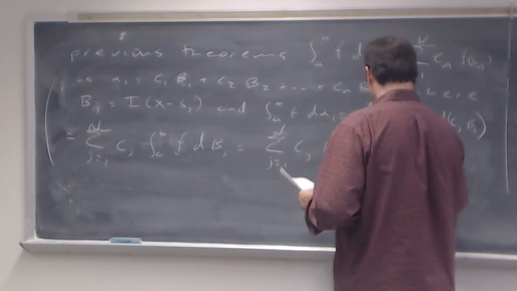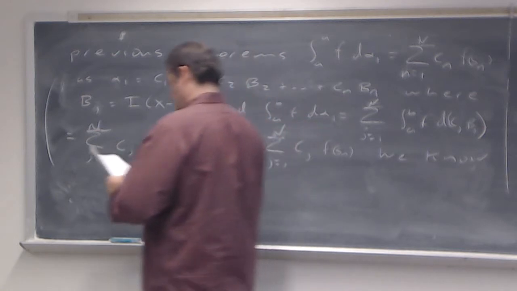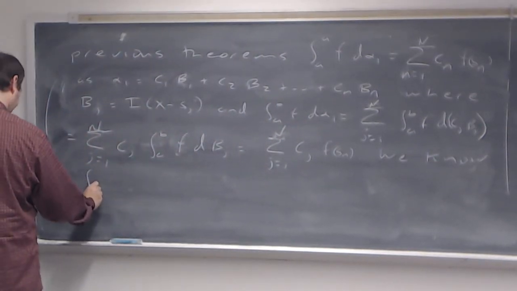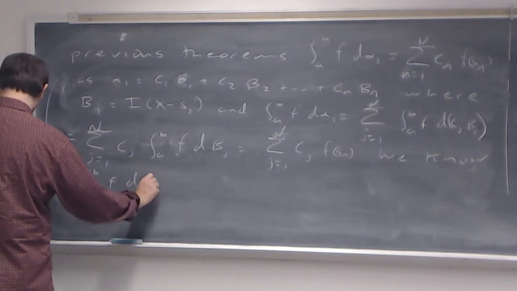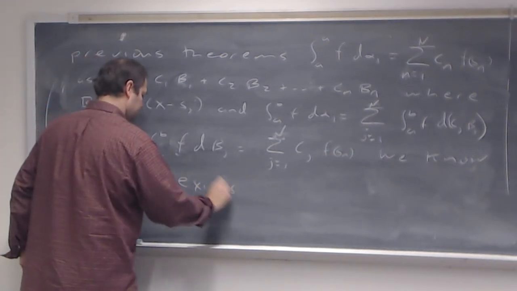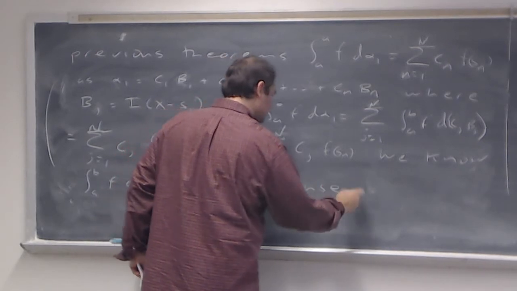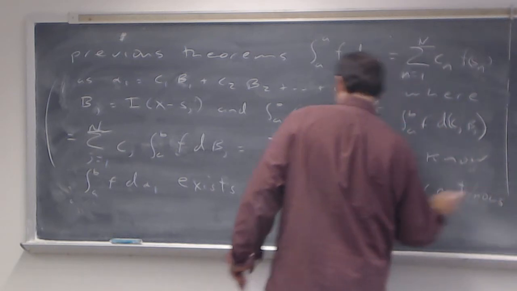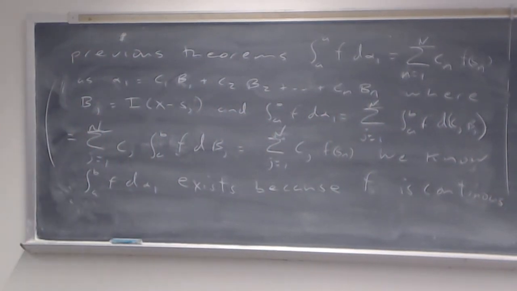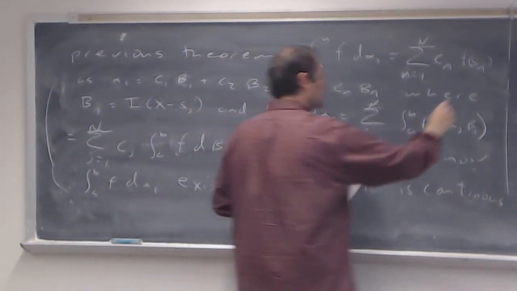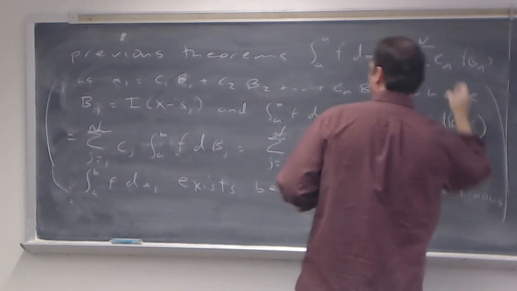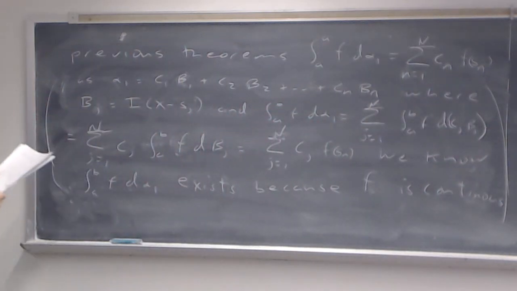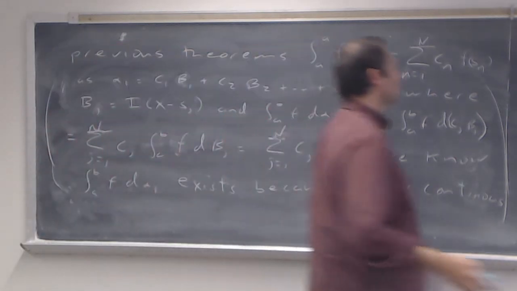So we know the integral from a to b of f d alpha sub 1 exists because we're assuming that f is continuous. And so we had a previous fact that tells us that if f is continuous, then it is Riemann-Stieltjes integrable with respect to alpha. Okay, so that is the parenthetical explanation. That's why we get this result. Okay. Now, let's look at alpha sub 2.